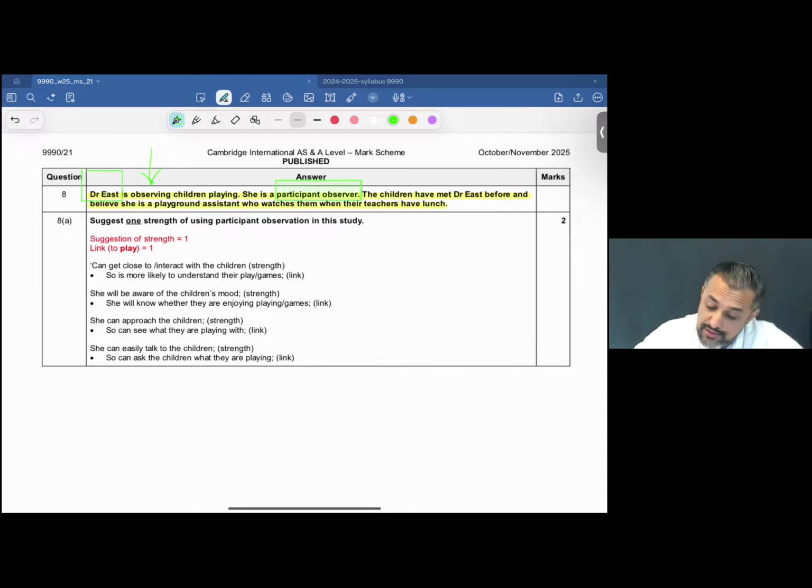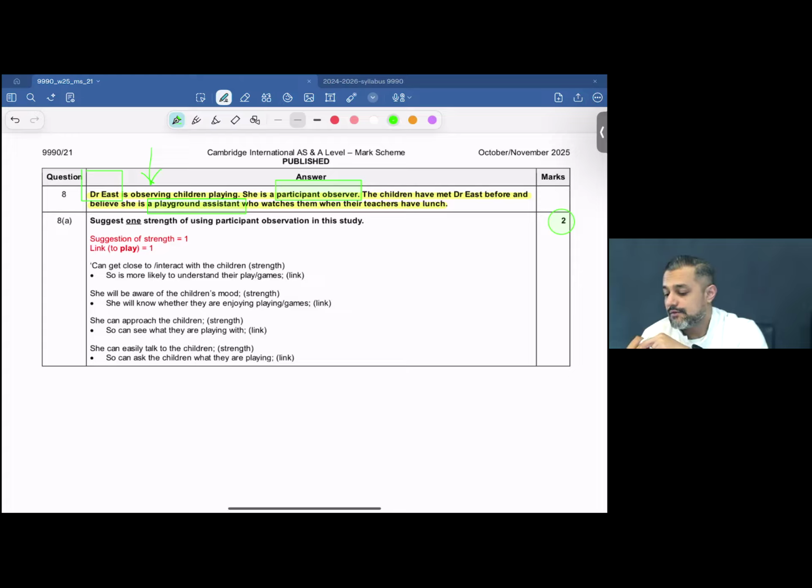The children have met Dr. East before and believe she is a playground assistant. Okay, I smell deception here. Who watches them when their teachers have lunch. So let's talk about the characters over here in total. We have this doctor, Dr. East. What is she up to? She is observing children who are playing in the playground, and she is a participant observer who's there.